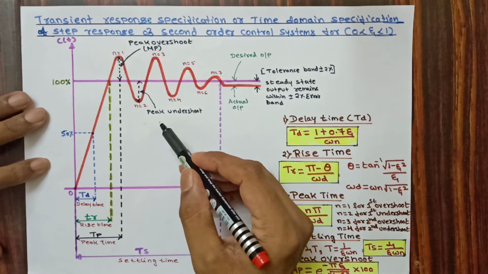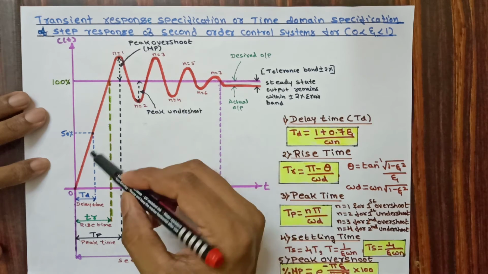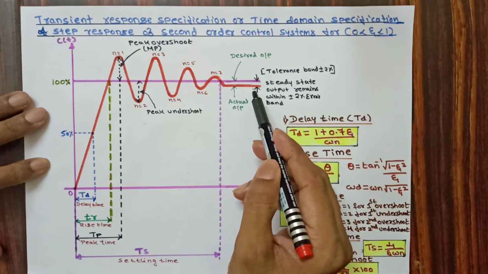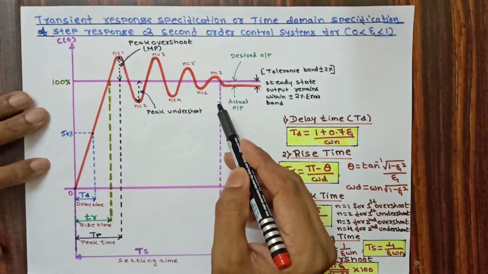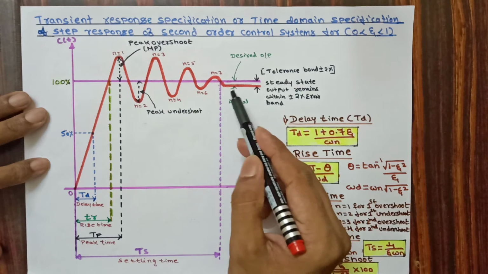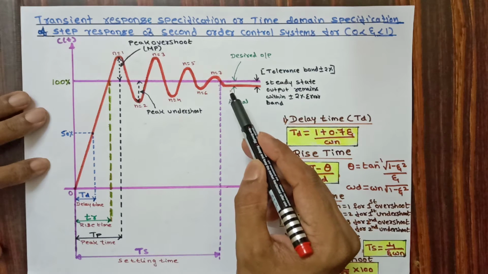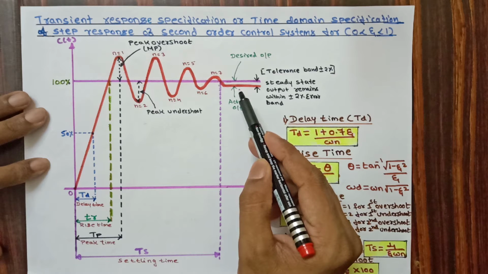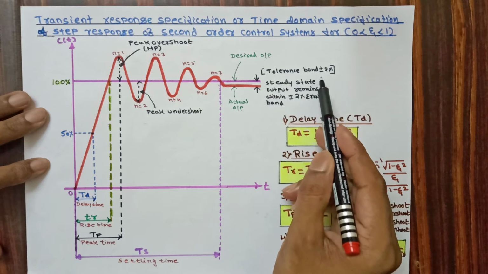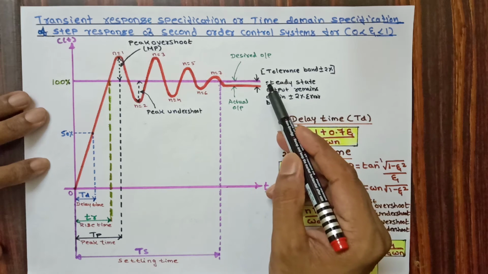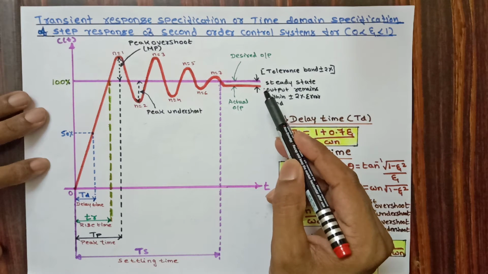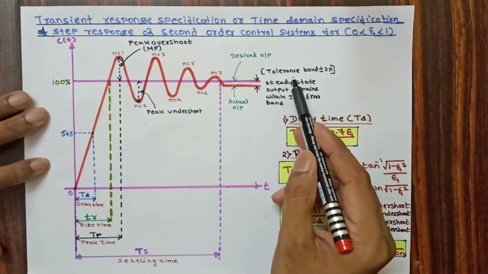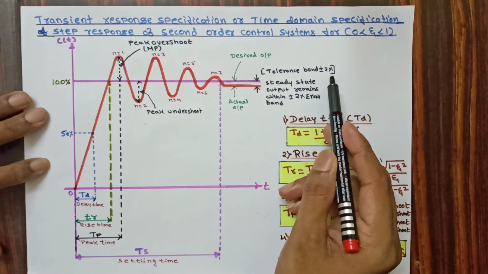And in this we have considered zeta value in between 0 and 1. So you can see the oscillations are decreasing with time, and then it reaches steady state. After passing a certain time period, which is known as the transient period, it reaches steady state. In this, steady state output remains within plus or minus 2% error band, that is tolerance band plus or minus 2%. This tolerance band can be 0% or it can be plus or minus 5%. It depends on the system. Here we have taken tolerance band of plus or minus 2%.